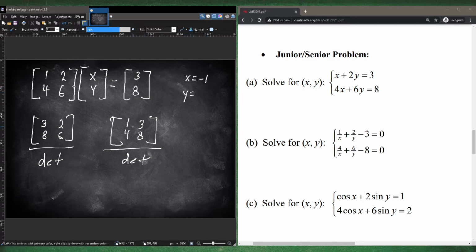Now our y value. So this is 8 minus 12, which is negative 4. And remember, this was negative 2. So that means negative 4 divided by negative 2 is equal to 2. And that is your answer for part A.